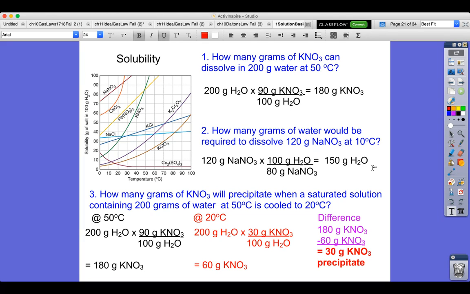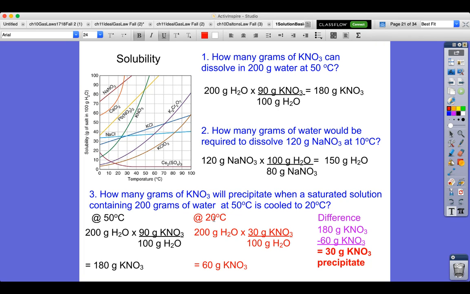Now, a more challenging problem that you could be presented with would be to determine how much would precipitate as you cool a saturated solution. So this question asks, how many grams of potassium nitrate will precipitate when a saturated solution containing 200 grams of water at 50 degrees Celsius is cooled to 20 degrees Celsius? Now what we would do is look at how much could dissolve at each of those temperatures. At 50 degrees for potassium nitrate, again, you can dissolve 90 grams for every 100 grams of water. Since we have 200 grams of water here, that means you can dissolve 180 grams of potassium nitrate. This is what we did up here earlier.